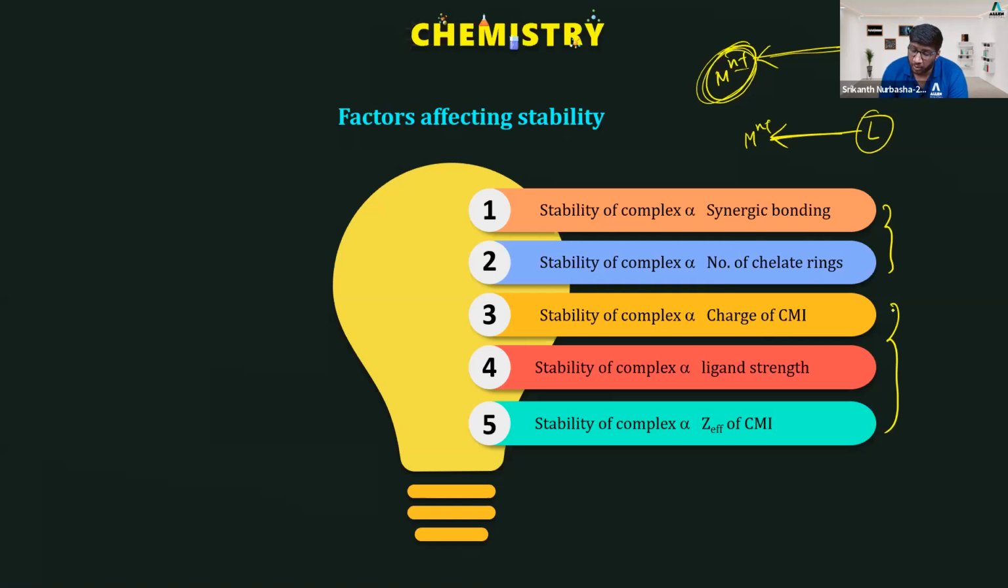And two more points which you have added extra is synergic bonding. Synergic bonding means we all know pi donation, pi back donation. So pi character leading to more bond strength. Obviously, greater is the stability. Chelate rings. So number of rings formed greater means obviously greater is the stability. Listed down all these 5 points. Based on these 5 points, you can explain the stability of the complex.